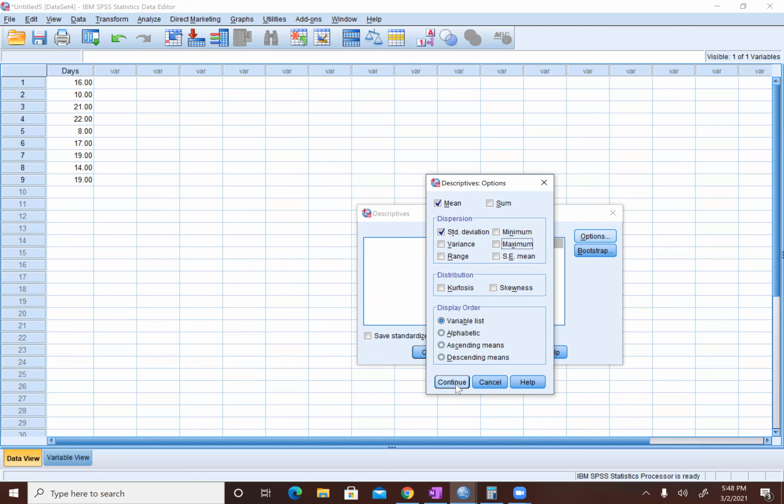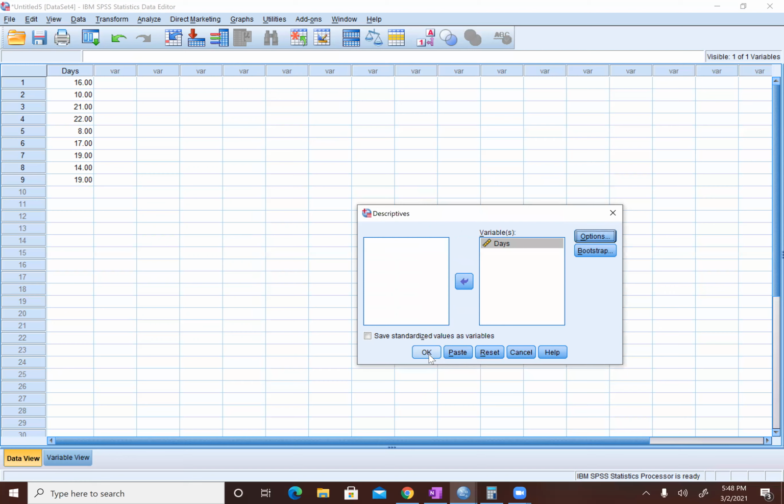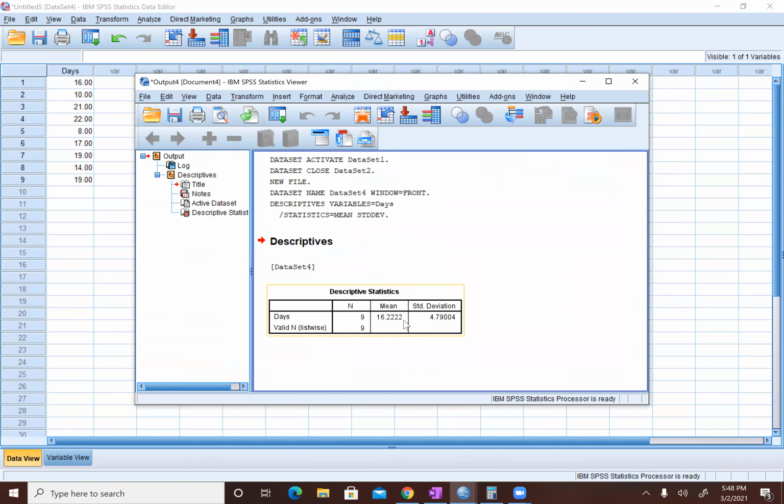So I continue and I just press OK. And this is the output. It tells me that the mean is 16.222 and standard deviation is 4.79. And remember, in SPSS as well, when you compute the standard deviation or the variance using just this command, it gives the sample standard deviation and sample variance with a division of n minus 1. So if you're doing it for a sample, you don't have to correct with anything.